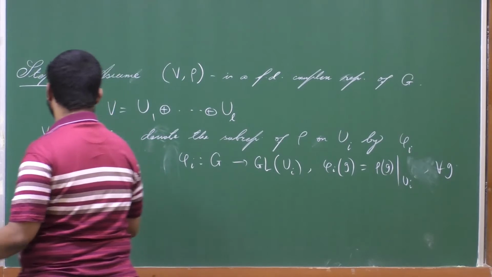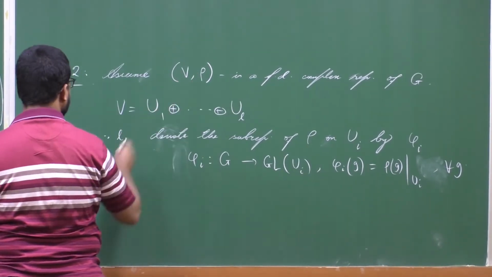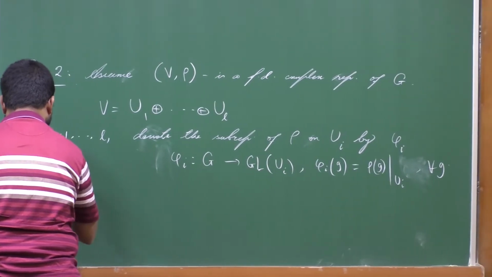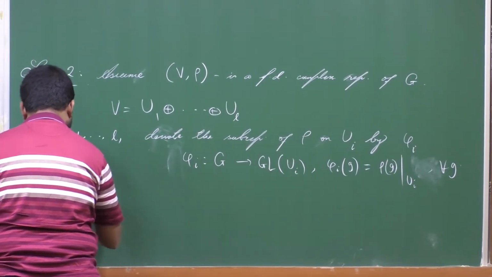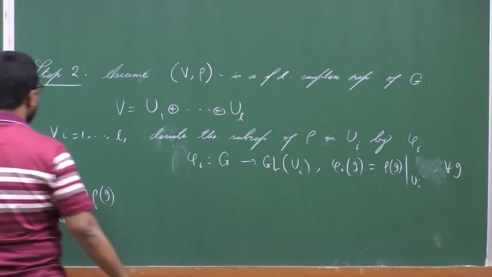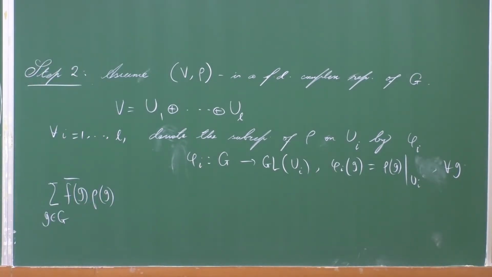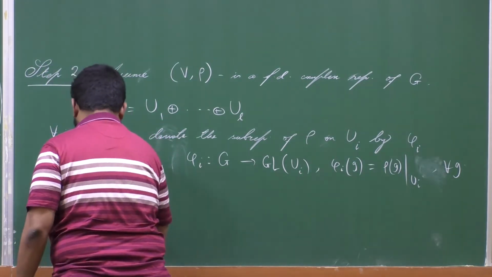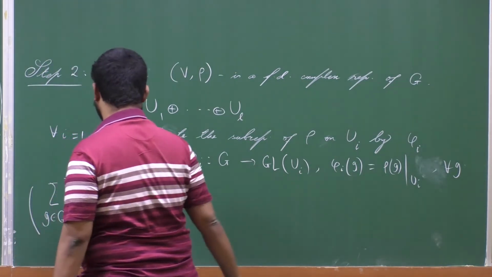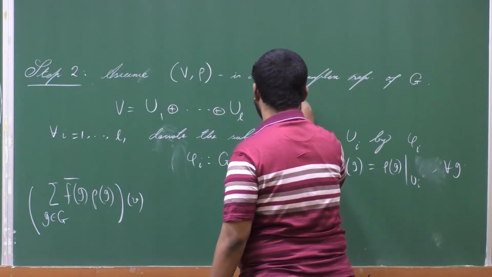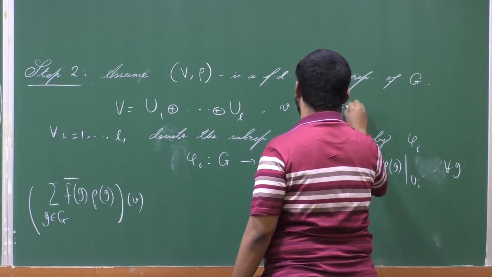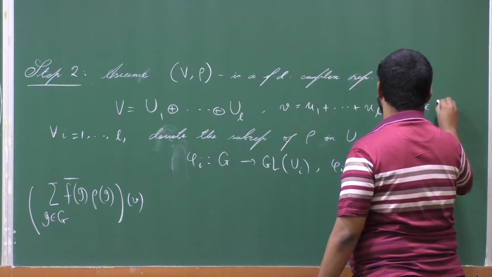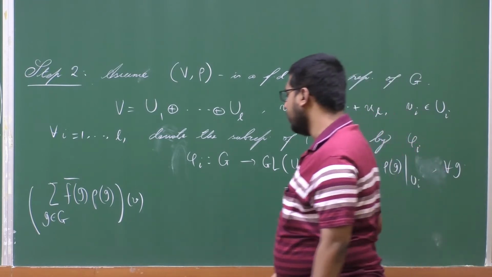So then, what we are going to show is that this operator rho G is also 0. So how to show that? Recall that if we apply this on a vector V, this vector V can be written as a sum of vectors of this form, and this decomposition is unique.